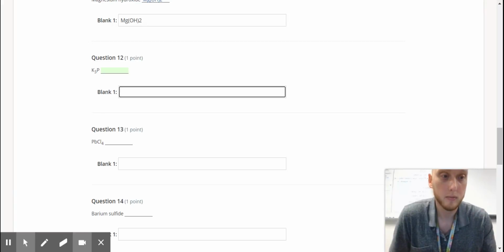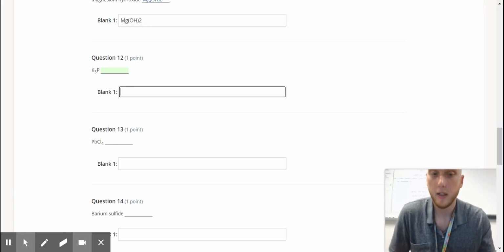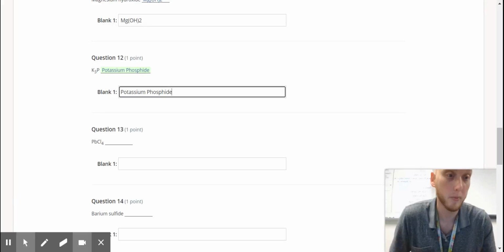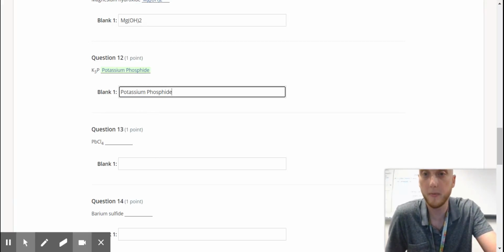Here we have K3P. K is a metal. There's only two elements, so it's going to be binary. So for binary, you just write the name of the metal. Potassium is K. And then for the second, you put the anion, the non-metal, and change the ending to "ide." So potassium phosphide.